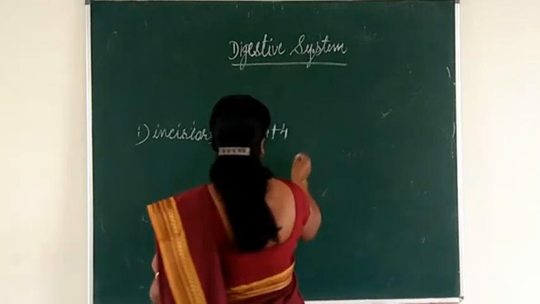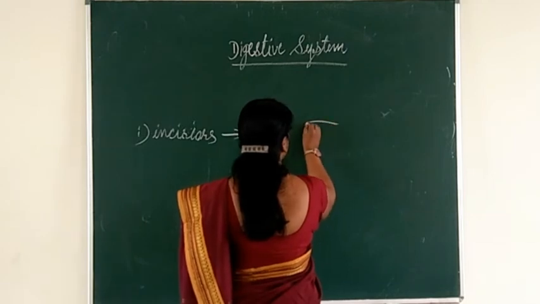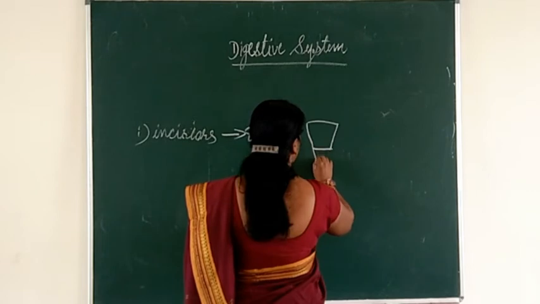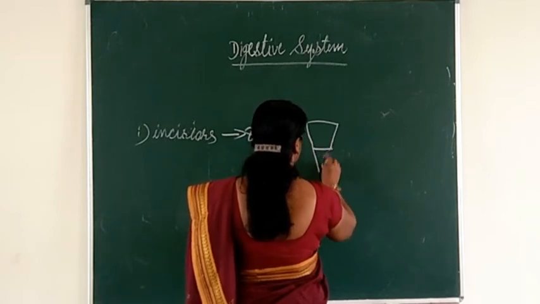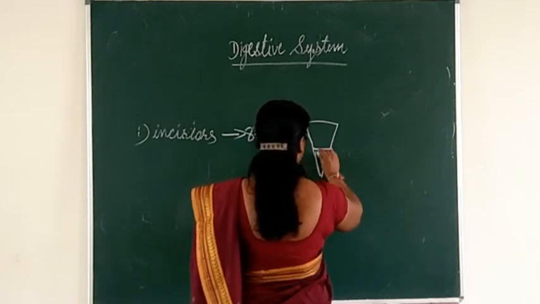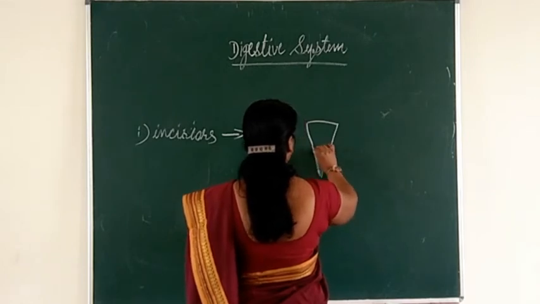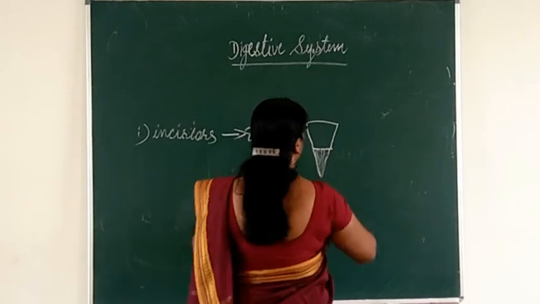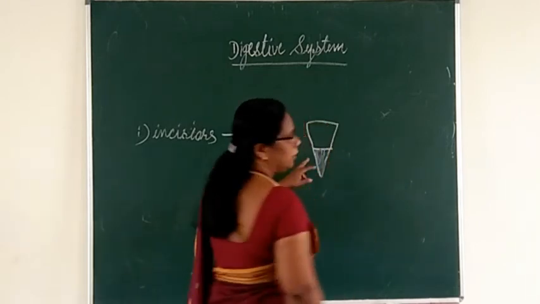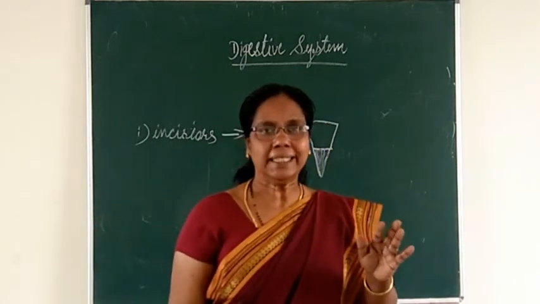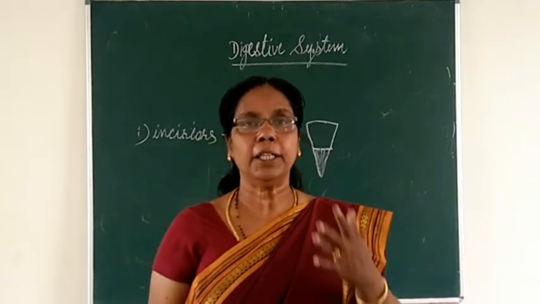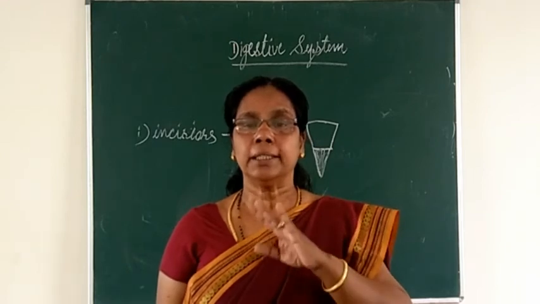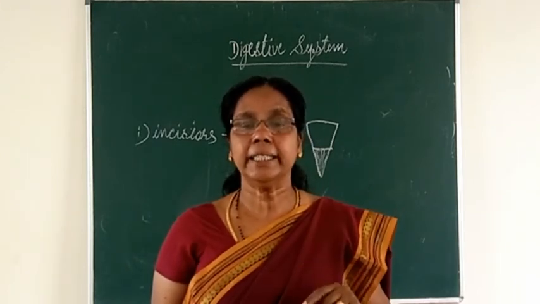Its shape, let us see, it is like this. And this is the root part. Okay, so this is the root, and this is the tooth. So it is broad, just like a chisel. It is sharp and used in cutting and biting. So that's all about incisors.